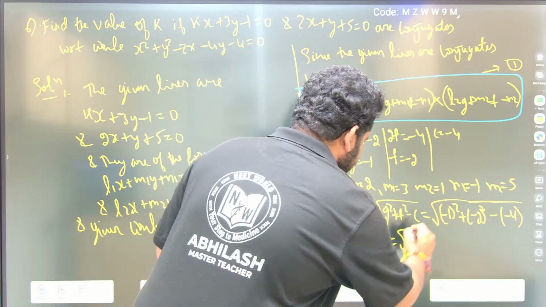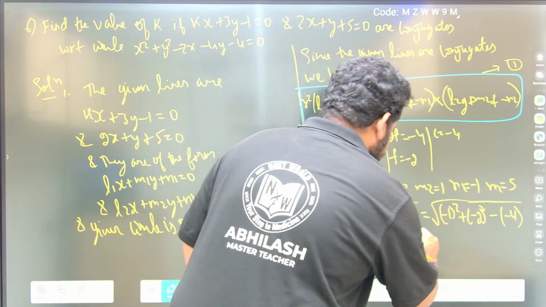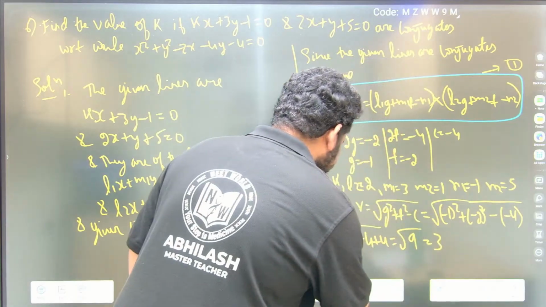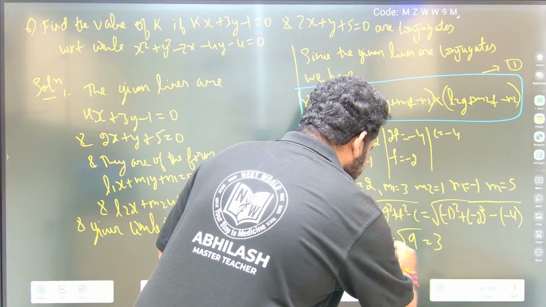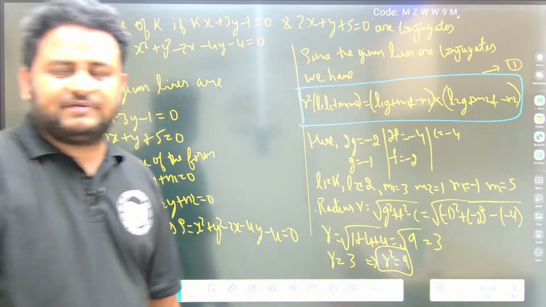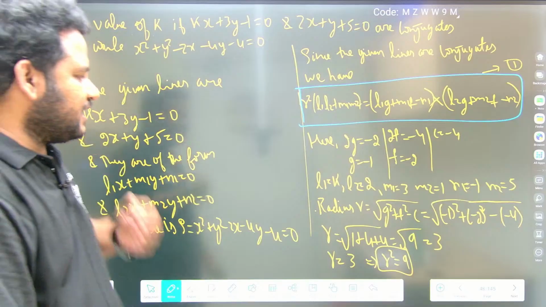This will be 4 plus 4, 8 plus 1, 9. So that will be 3. So R is 3. This implies R square is what? R square is 9, because in the formula we are having R square.